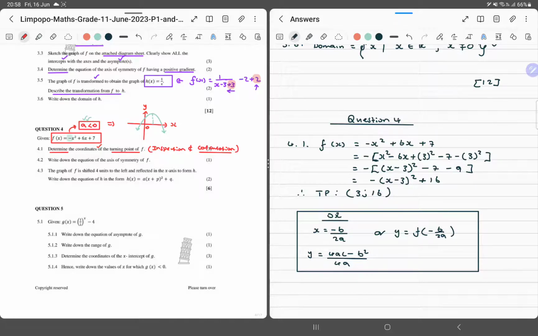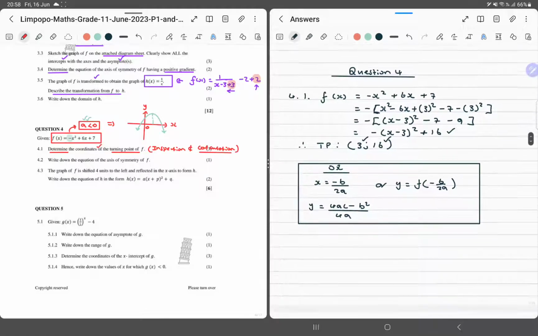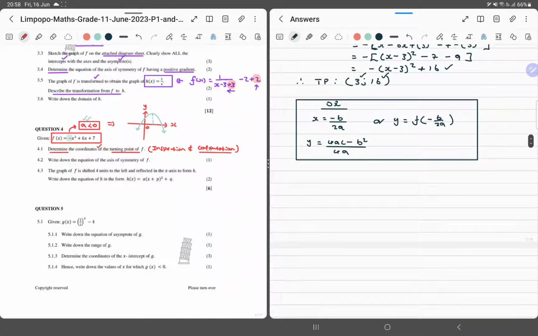We're getting 3 marks. So basically my vertex form is a mark, and then each coordinate is a mark. So that is how easily those 3 marks could be arrived at. So let's do 4.2 quickly. It says now write down the equation of the axis of symmetry of f.